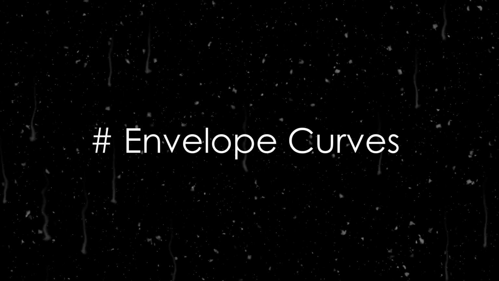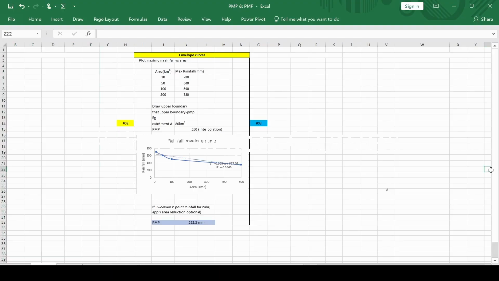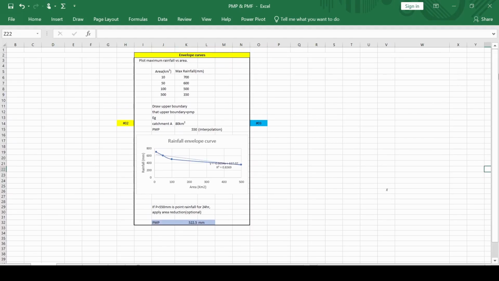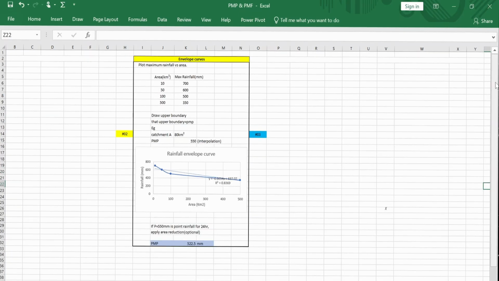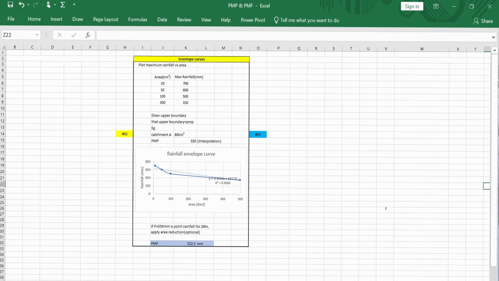Engineers sometimes also use envelope curves, whereby the maximum rainfall in various areas near the catchment is plotted and the upper envelope is taken. It is a very common method adopted during preliminary studies. So we plot rainfall data for various areas, then we draw the upper boundary. That upper boundary becomes the PMP. Or make a graph and generate an equation which you can then adopt to determine the PMP depending on the size of the catchment. So the design flood is chosen based on the size of the dam.